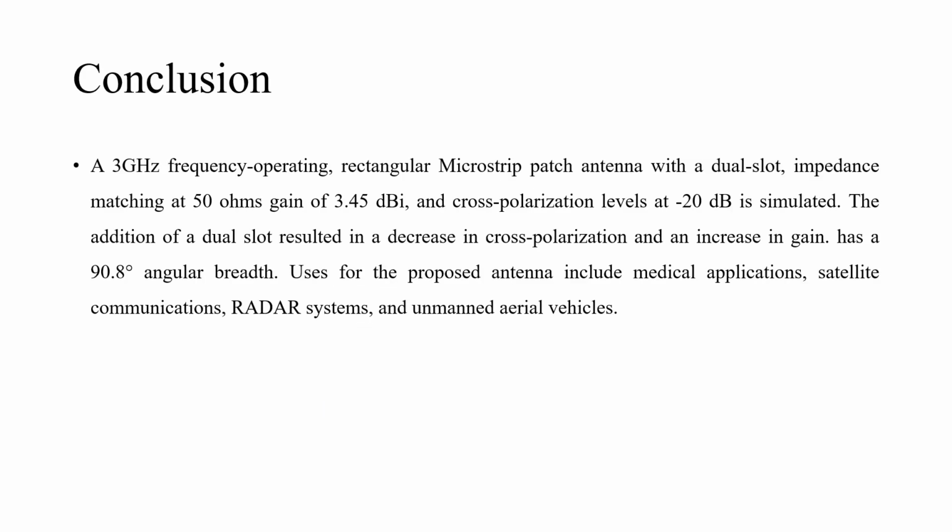Coming to the conclusion, a 3 GHz frequency operating rectangular microstrip patch antenna with a dual slot, impedance matching at 50 ohms, gain of 3.5 dBi, and cross polarization levels at minus 20 dB was simulated. The addition of a dual slot resulted in a decrease in cross polarization and an increase in gain. It has a 90.8 degree angular width. Uses for the proposed antenna include medical applications, satellite communications, radar systems, and unmanned aerial vehicles.